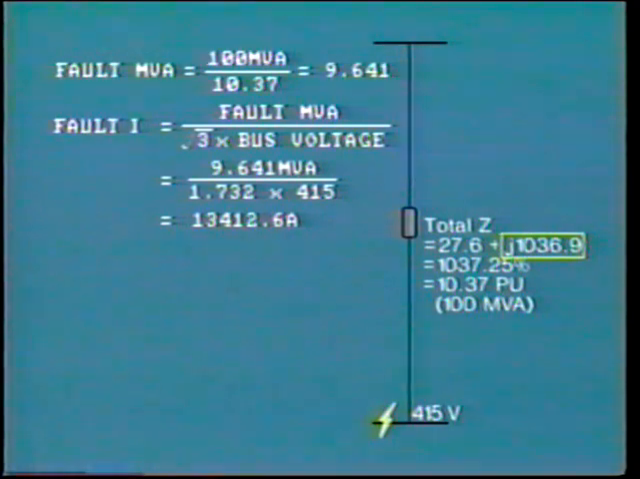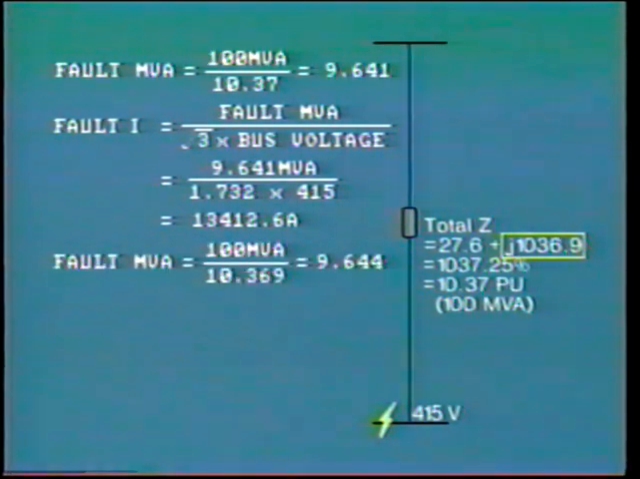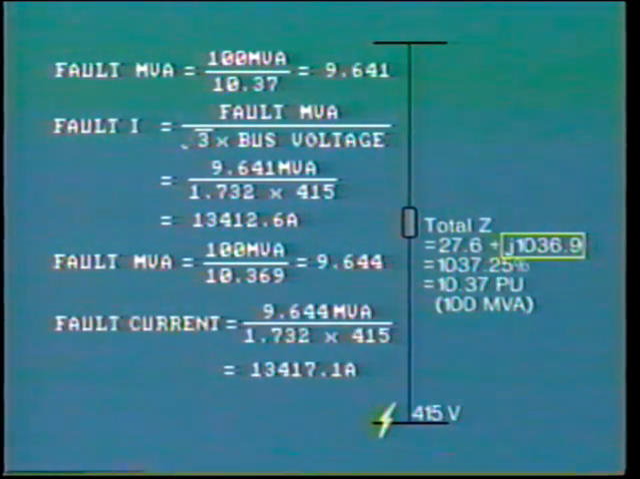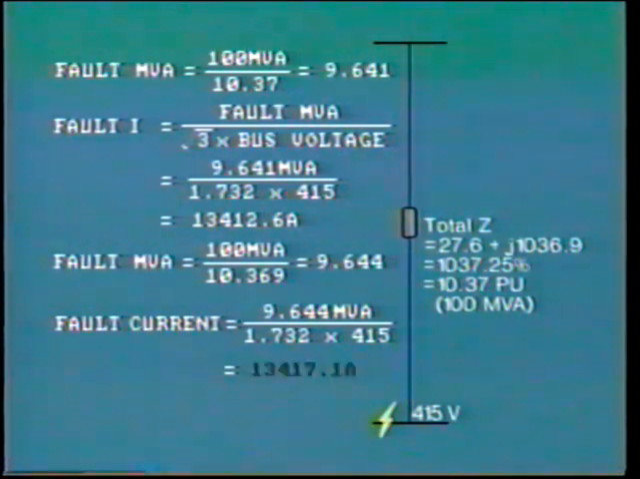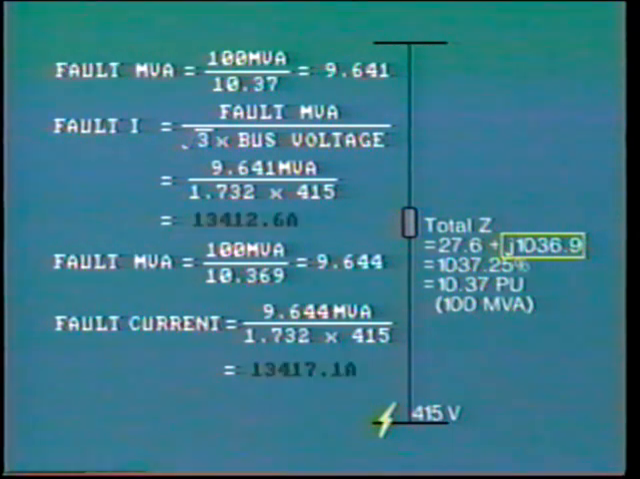The total per unit reactance, that is, all the j values, add up to 1,036.9%. From this, the fault MVA comes out to 9.644 MVA, and the fault current is equal to 13,417.1 amps at the 415-volt bus. This value of fault current exists in all three lines, as it is a three-phase fault. Clearly, by using the reactance only, there is very little difference in the answer.